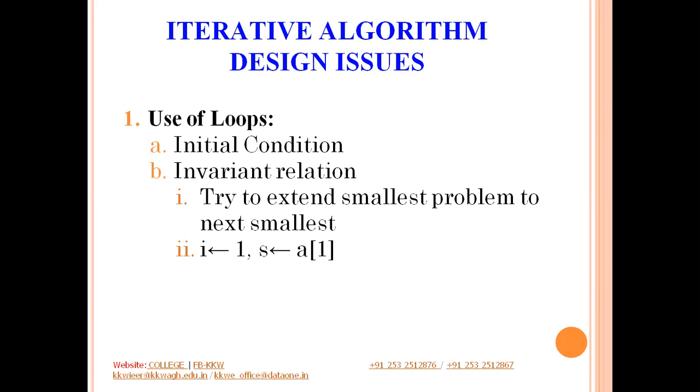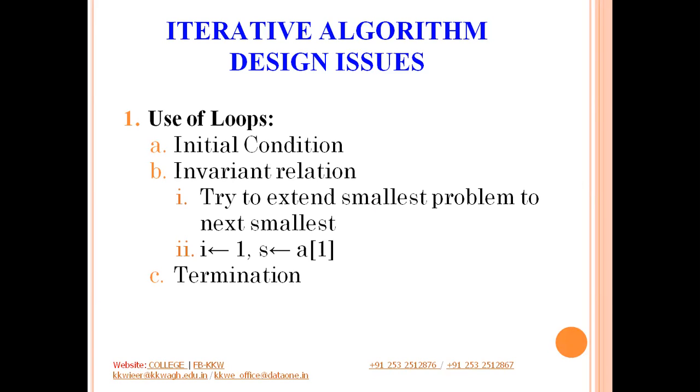Similarly, for s is equal to 0 as initial condition, the next invariant relation would be s is equal to a of 1, or simply s is equal to s plus a of i. So you are taking it to the next level or the next step, then plus 1, then plus 1, then plus 1. It could also be minus, minus, and so on and so forth, but you are taking it to the next level, that is the invariant relation.